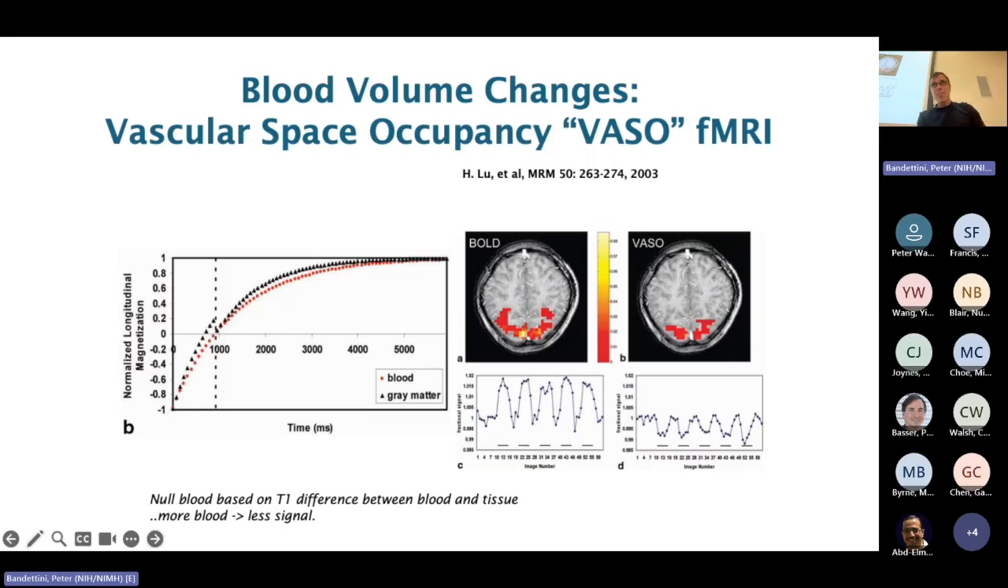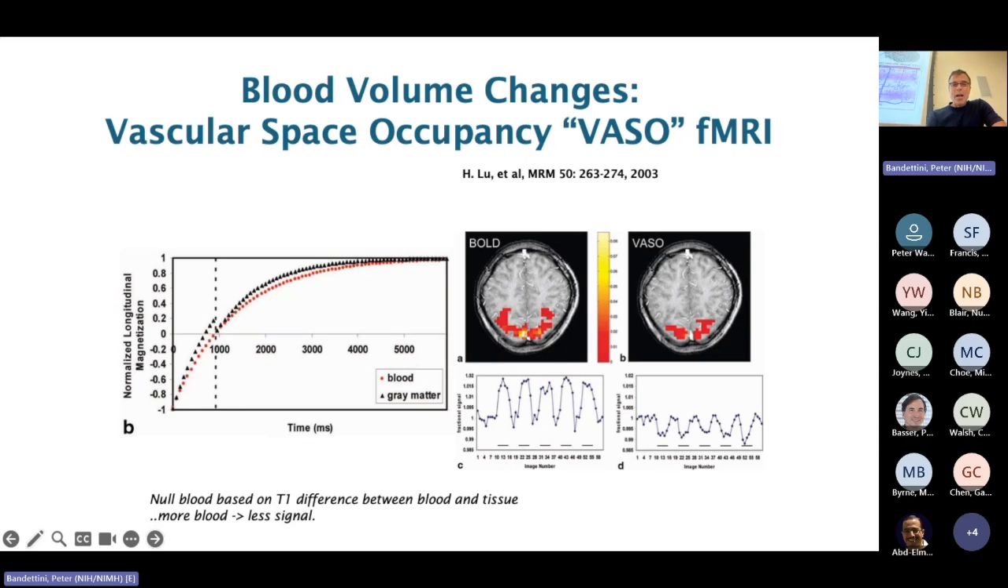Then you give your 90 pulse and you image. And it turns out that if you do that, you get a signal void where there's blood. And if you have an increase in activation, then you have a larger area where there's a signal void because it's an increase in blood volume. An increase in blood volume gives you a larger signal void where there's a null point where there's blood. And it turns out that the signal goes down with VASO because you have this larger null point, relative to BOLD. So that was discovered, or invented, in 2003 or whatever.